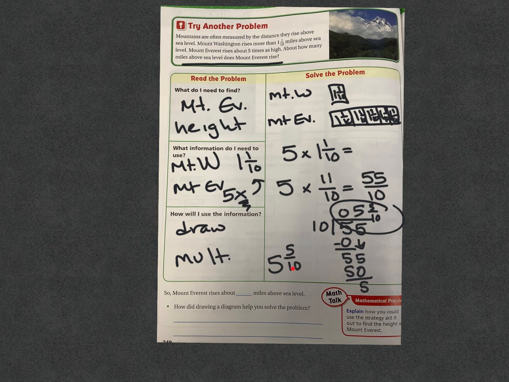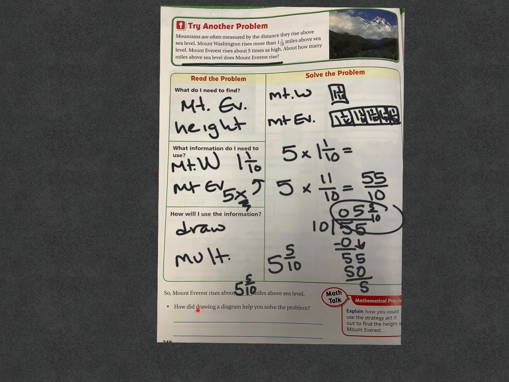Reducible, simplifiable, by the way. These can be reduced, but we haven't been reducing at this point in time in these lessons, so I'm going to leave that piece out, let your brain digest the rest of it instead. So Mount Everest rises about 5 5/10, or 5 1/2 miles above sea level.